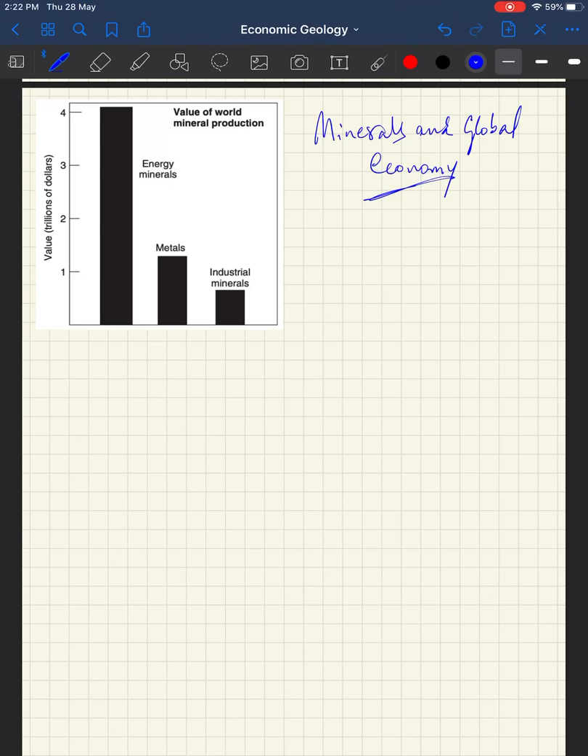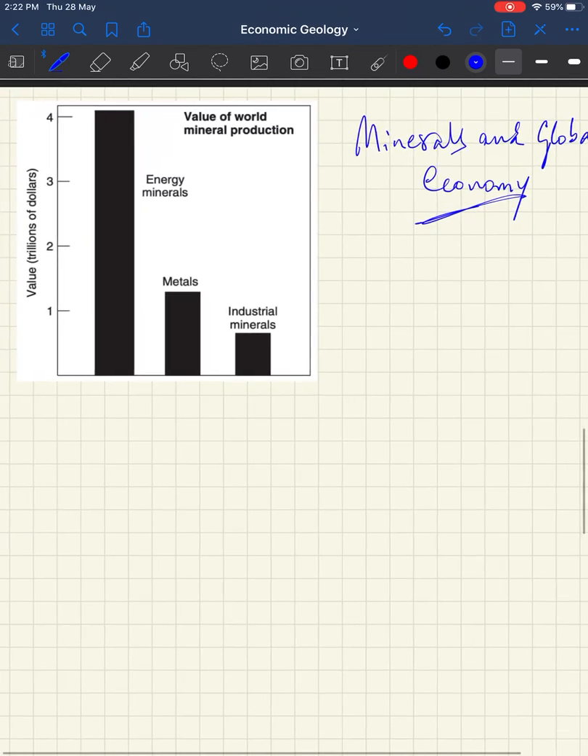In this class, let us try to understand the impact of minerals on global economy. We'll begin with the question, what is the value of world mineral production? Just have a look at this figure. A recent estimate suggests that the world fuel and metal production are worth about $4.2 and $1.3 trillion respectively, and industrial mineral production is worth about $550 billion.